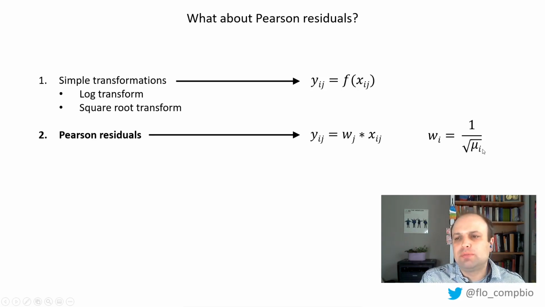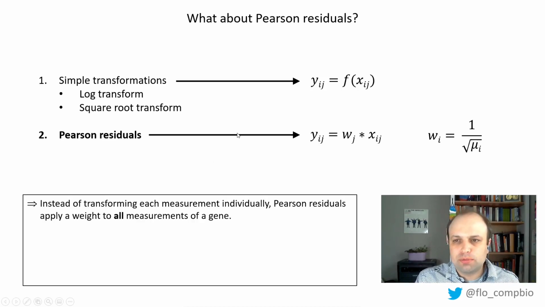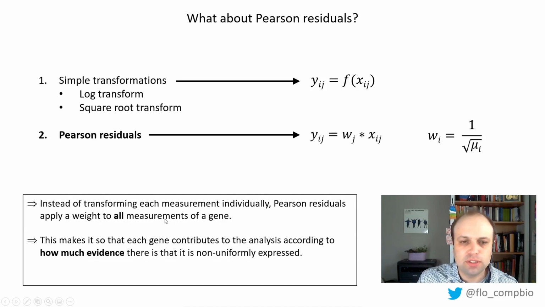So if a gene is more highly expressed, all the measurements get divided by a slightly higher number, so it gets a little bit less weight, or is downweighted a little bit, compared to a lowly expressed gene. This is a very important difference. Instead of transforming each measurement individually, Pearson residuals apply a weight to all measurements of a gene.